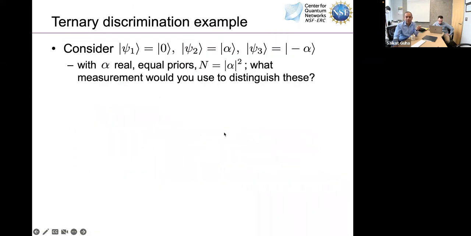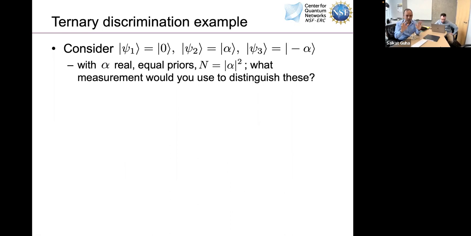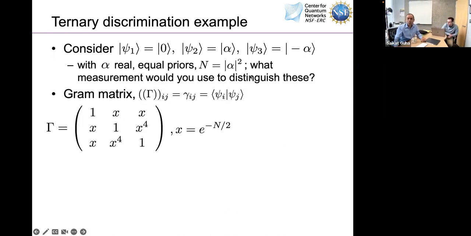So the simplest non-trivial example beyond binary is obviously ternary. This is for people who do classical communications; they would call this modulation format binary phase shift keying with return to 0. It's just a name, BPSK-RZ communication. So you have 3 possibilities, 0, alpha, and minus alpha. And let's say you have equal priors on all these 3. What is the minimum probability of error?